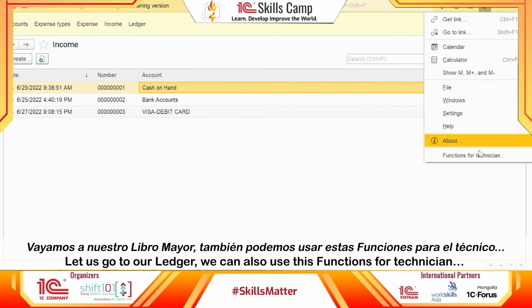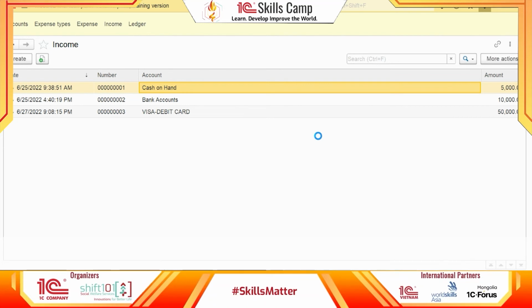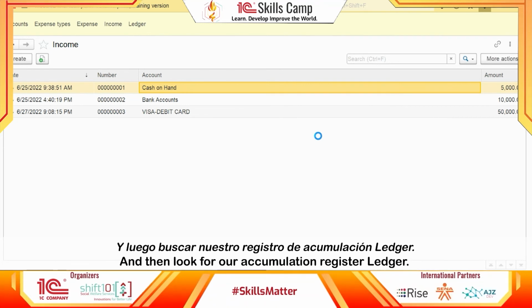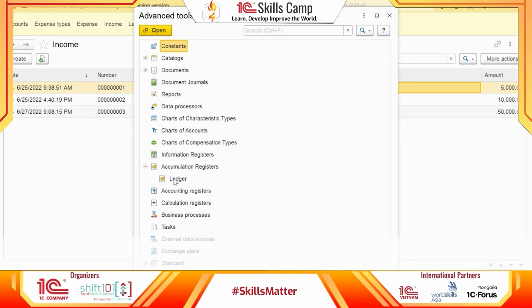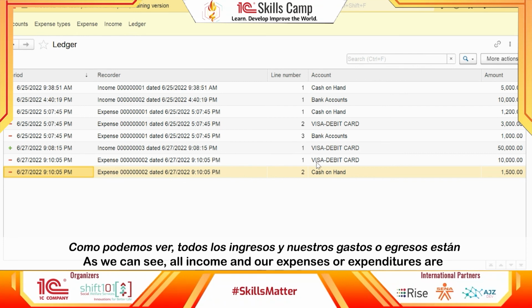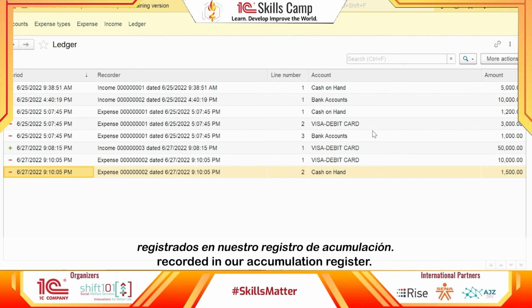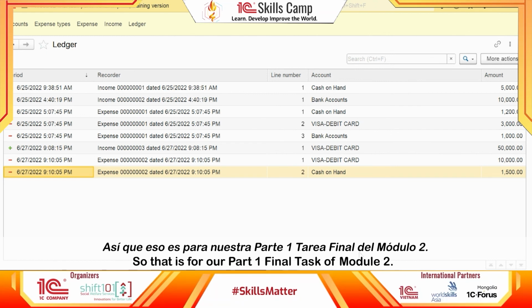So let us go to our ledger, or we can also use these functions for technician, and then look for our accumulation register ledger. So as we can see, all income and our expenses or expenditures are recorded in our accumulation register. So that is for our part 1 final task of module 2.